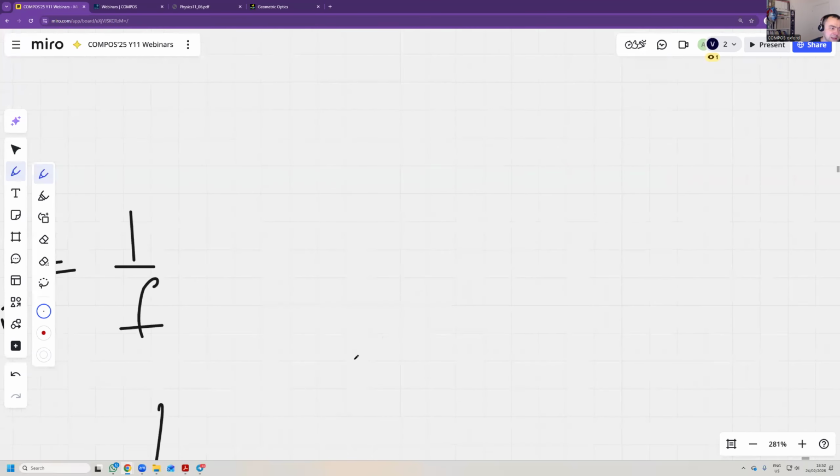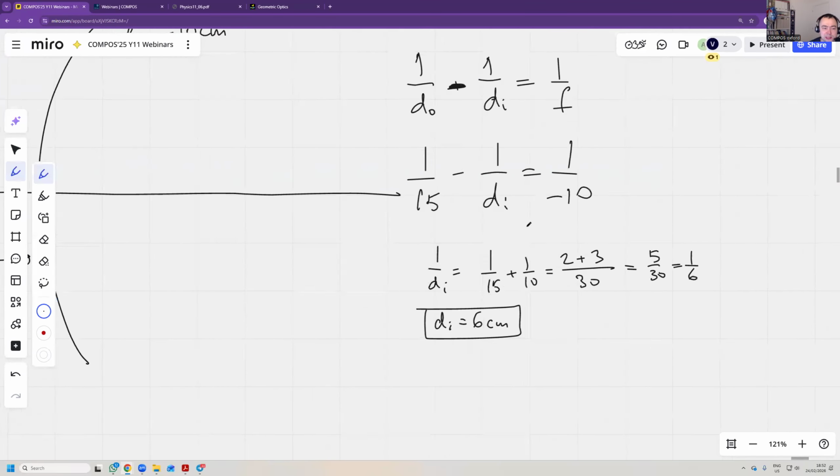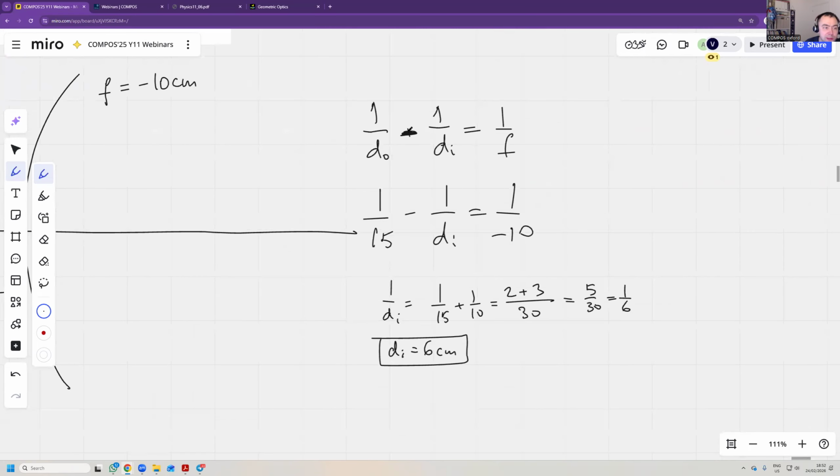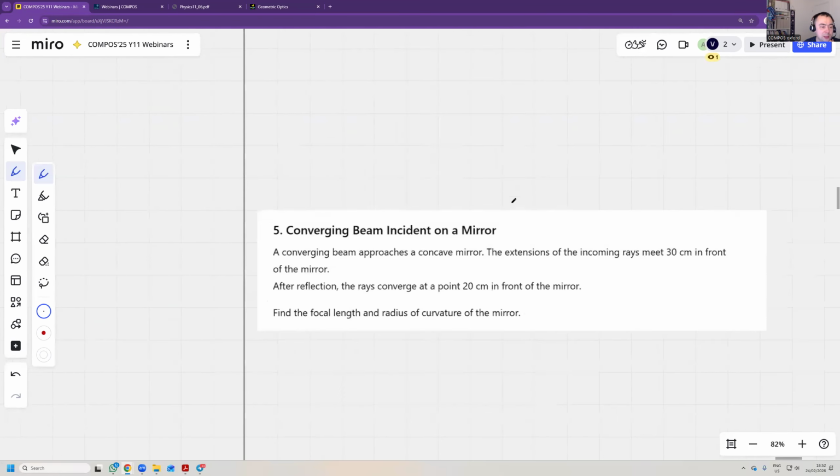You don't have to use the minus. Then you just get a negative answer. And negative answer means it's behind the mirror. So if you do this with the plus, then di is minus 1/15 minus that. It's minus, minus, minus. So di is minus 6. Minus means virtual. Yeah, I think that's better. Minus means virtual. Lovely. Moving on.